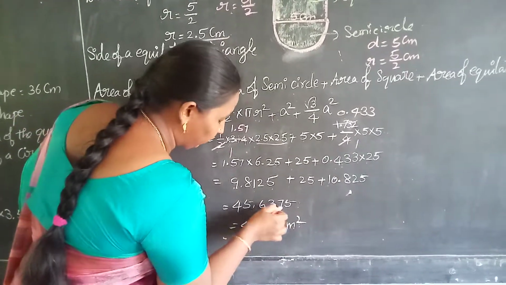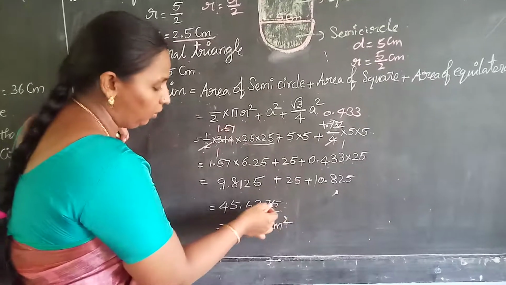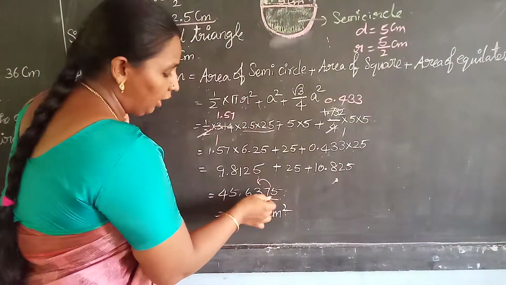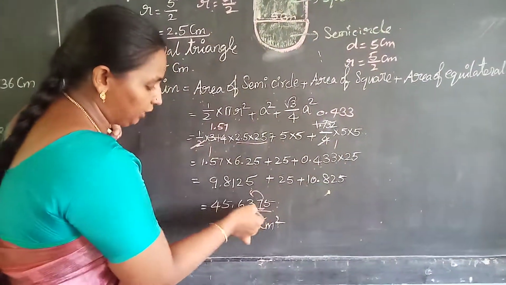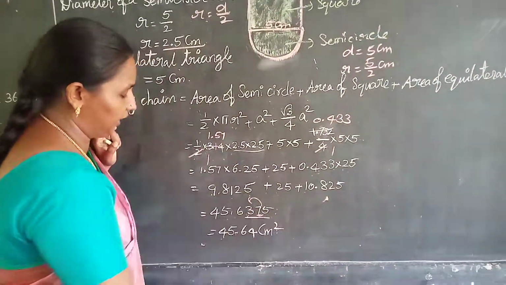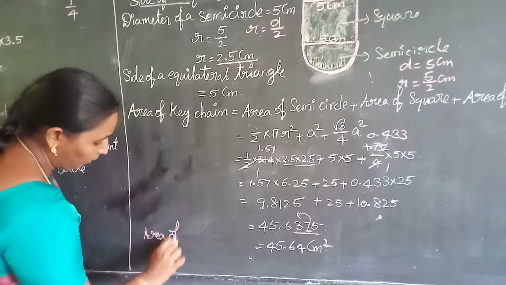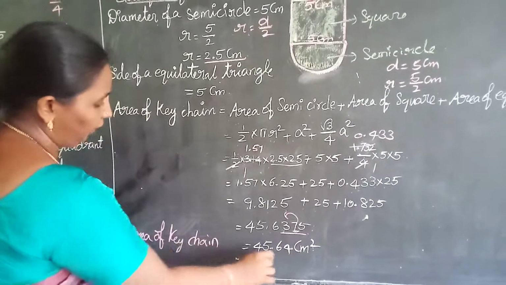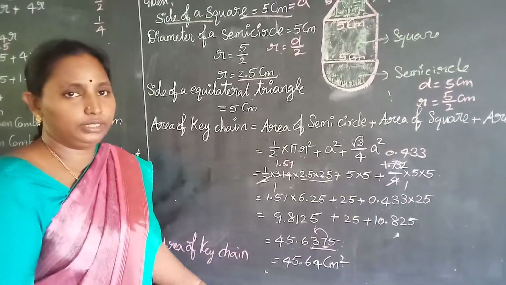Whole parts like this. Okay, you have after the decimal point 4 digits, you know. So I am going to write it in 2 digits. That is here you have above 5. So add 1 to the next number, that is 3 plus 1 you get 4. So 45.64 centimeters square. So area of the keychain equal to 45.64 centimeters square. That's all my dear children. Thank you.